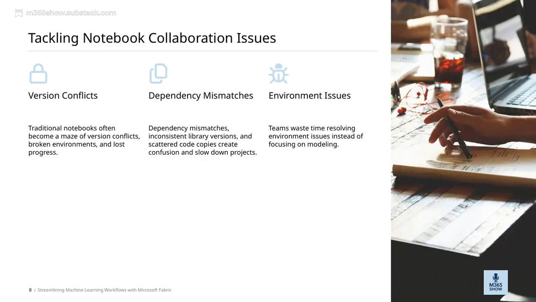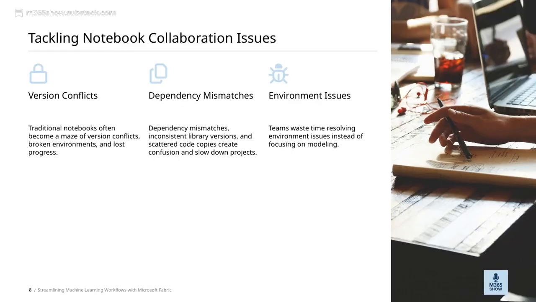Let's talk about some common issues teams face when collaborating on notebooks. Often, a lot of time is wasted just trying to resolve environment problems instead of actually focusing on the modeling itself. These environment issues can include dependency mismatches, inconsistent library versions, and code scattered across different locations. All of these things create confusion and can really slow down progress.